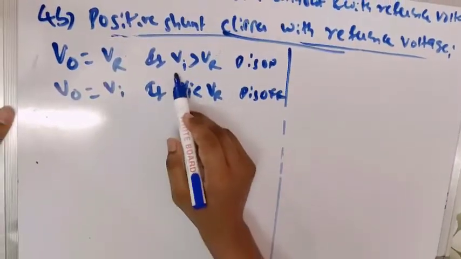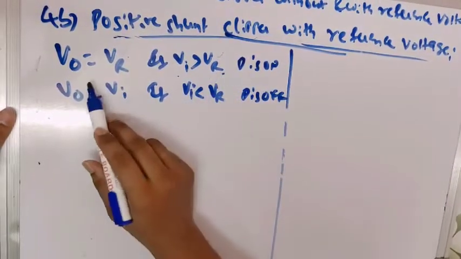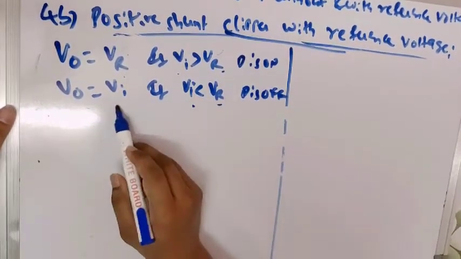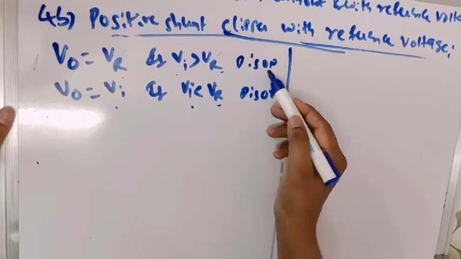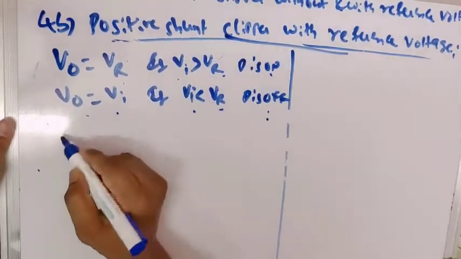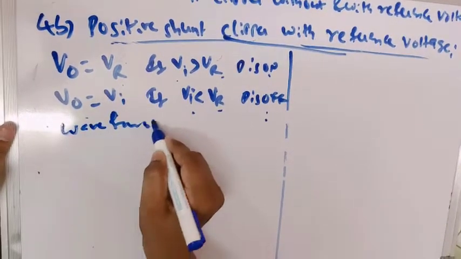So here, if the input voltage is greater than the reference voltage, the output will be restricted to Vr. If the input voltage is less than Vr, the output will be equal to the input voltage. Here the diode is on in the first case, and the diode is off in the second case. Now we'll see the input and output waveforms.